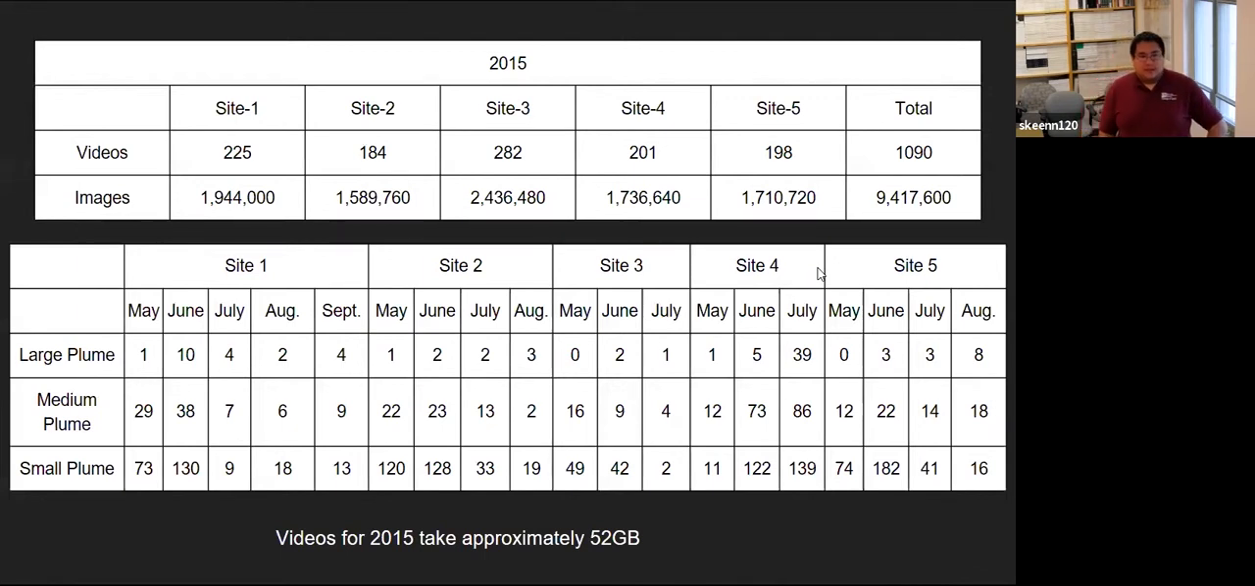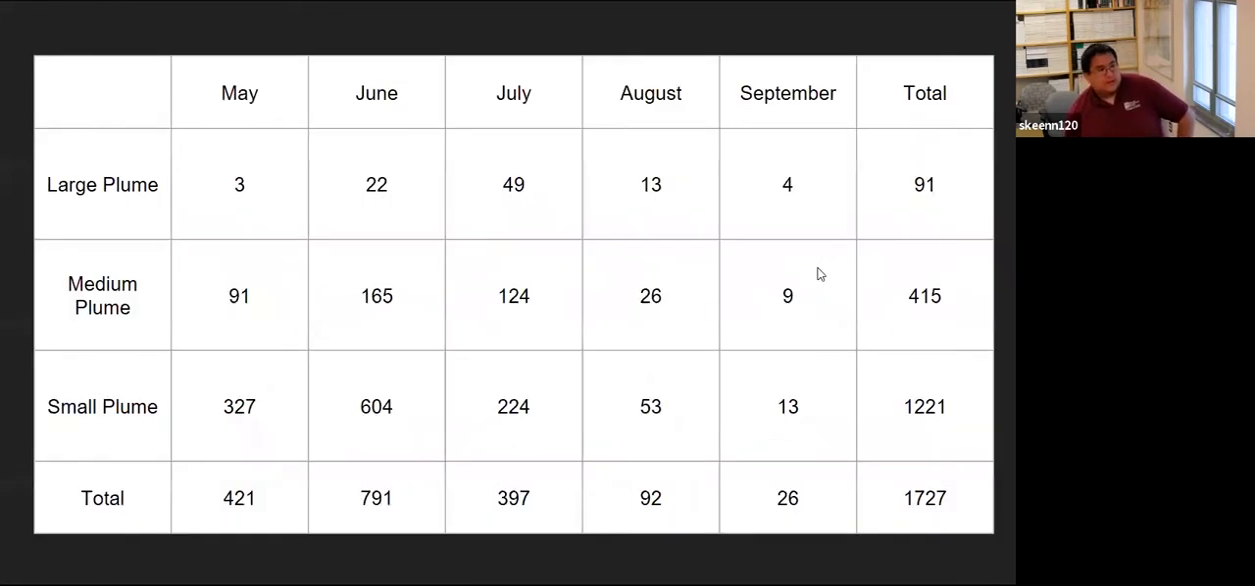But we got a little bit of data here, and next is just a summary throughout the months and the total number of plumes. So there was a total of 1,727 recorded plumes. 91 of those are large plumes, so I'm definitely going to emphasize those in my classifier. And I'm going to take the medium plumes as well, 415 of those. So it's going to be pretty good.